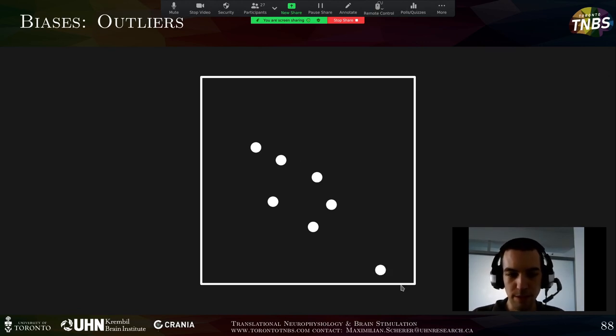But if I remove this data point because it looks odd, or because it just doesn't fit with the others, I'm really running the risk of even inadvertently creating some kind of result that otherwise wouldn't be there.